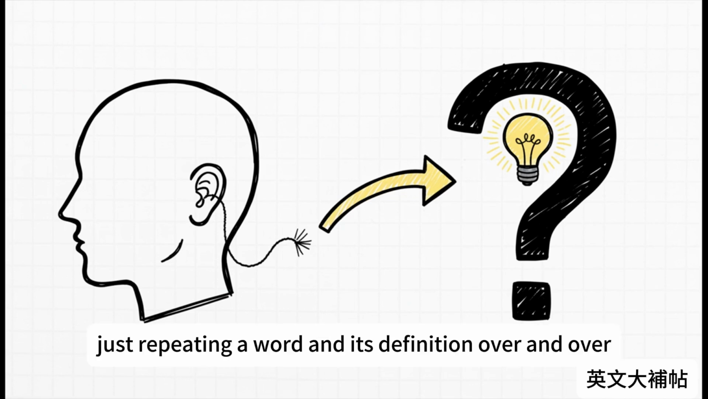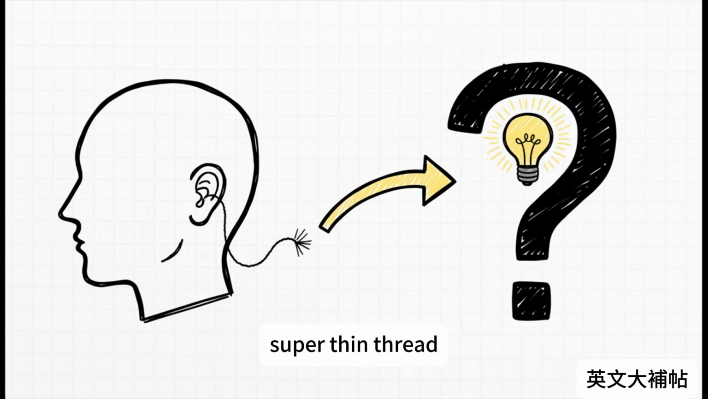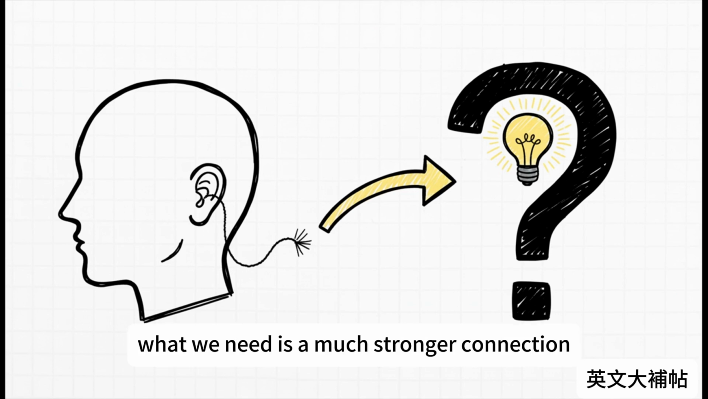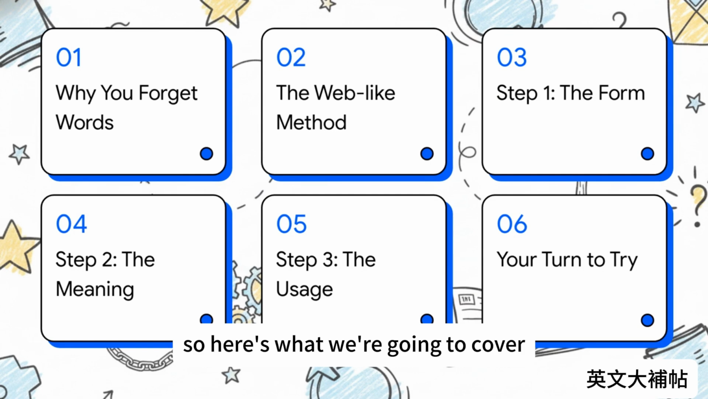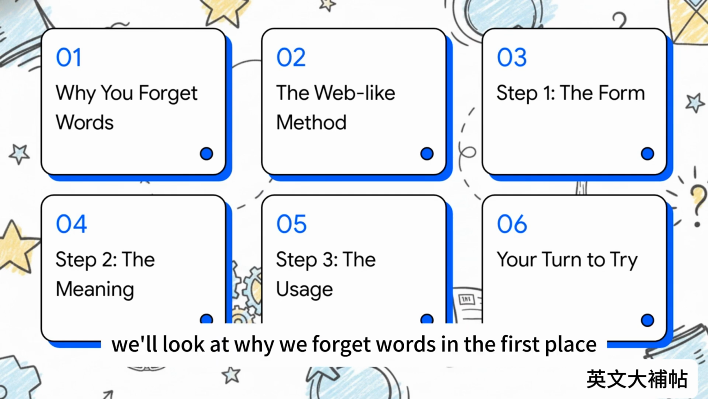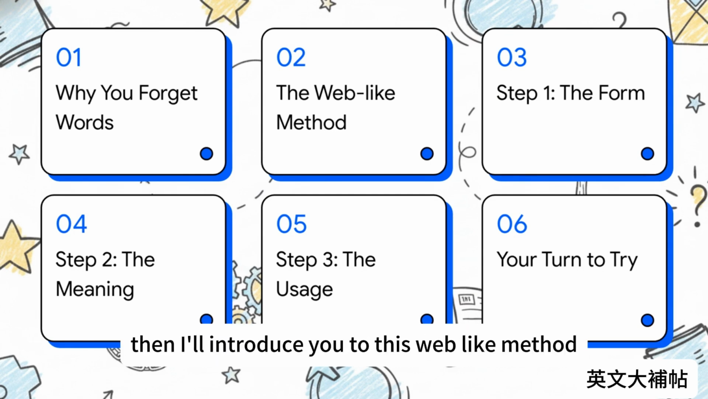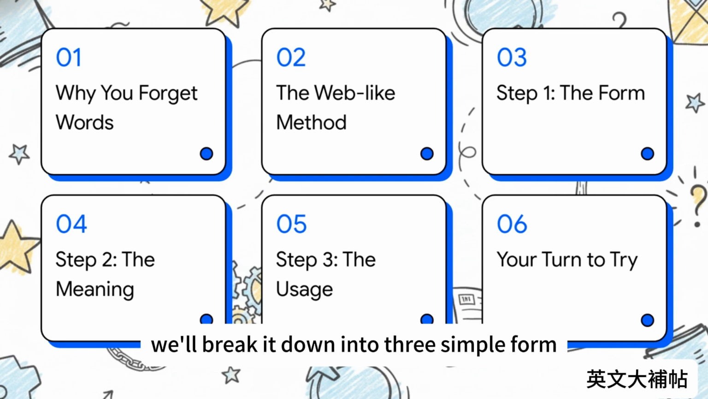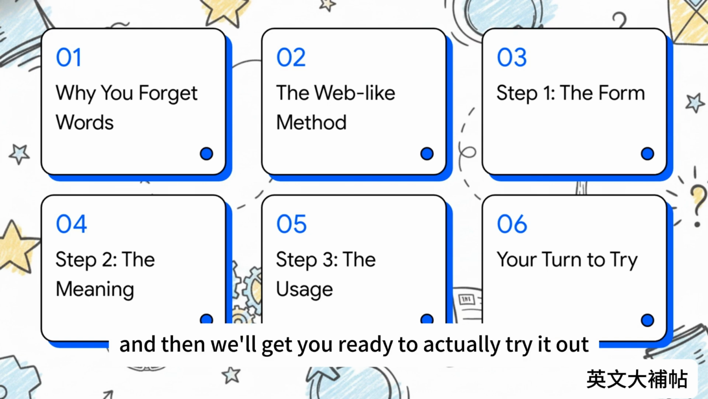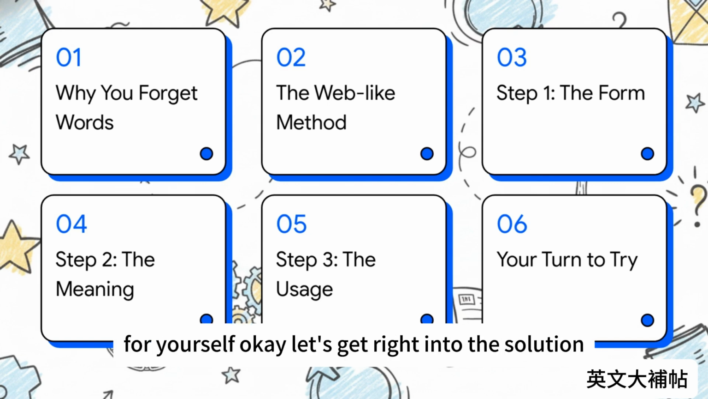See, just repeating a word and its definition over and over, that's like trying to hold on to a single super thin thread. It's just so easy to lose. What we need is a much stronger connection. So, here's what we're going to cover. First, we'll look at why we forget words in the first place. Then, I'll introduce you to this web-like method. We'll break it down into 3 simple steps: form, meaning, and usage. And then, we'll get you ready to actually try it out for yourself.